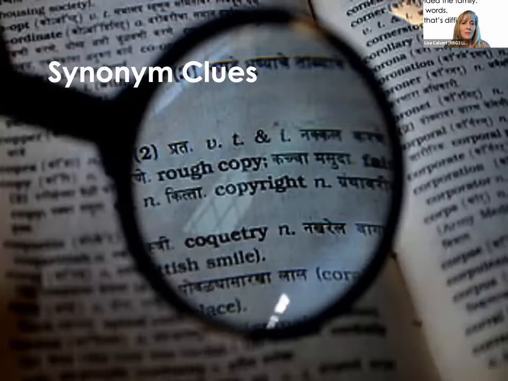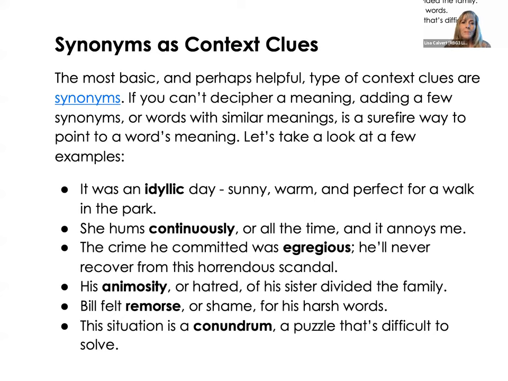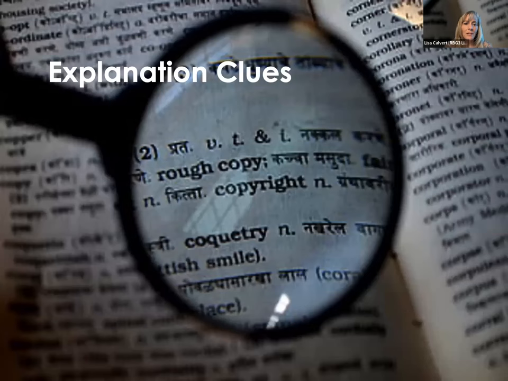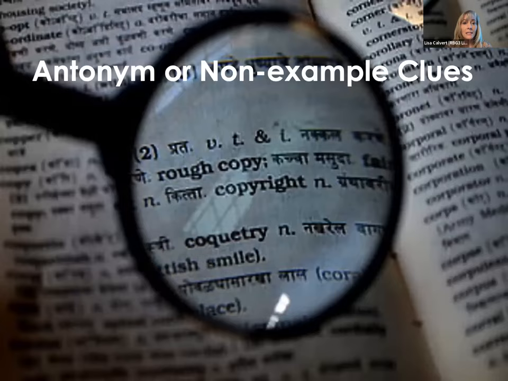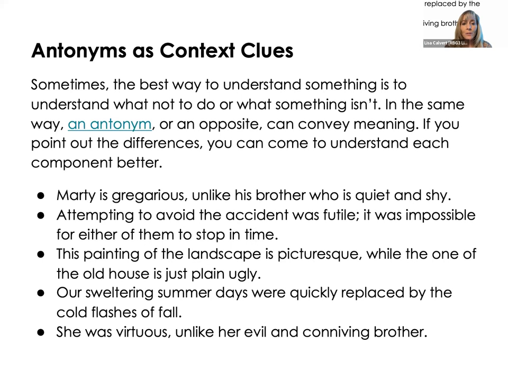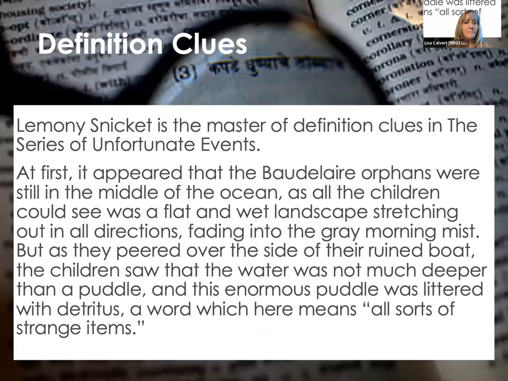So synonym clues, most basic, and a lot of authors put these in. Explanation clues give that definition. Antonym clues, saying something the opposite. Marty is gregarious, unlike his brother, who is quiet and shy. So saying something is the opposite of something else.